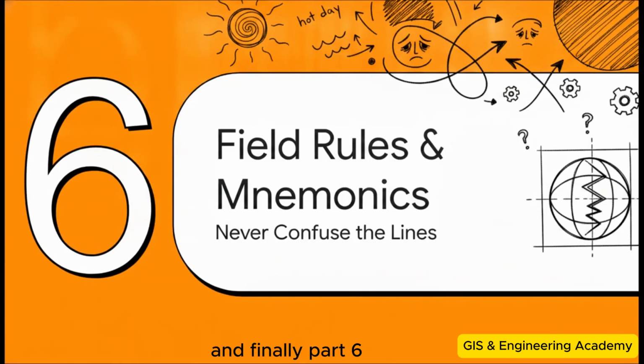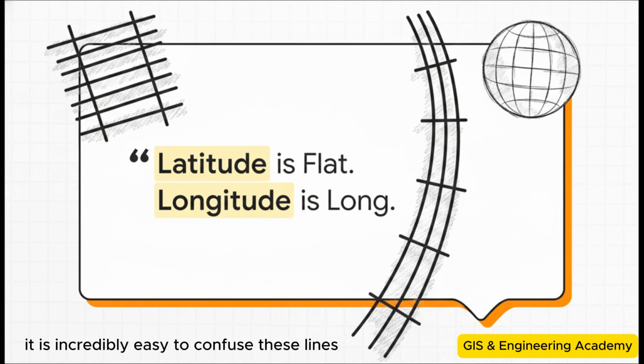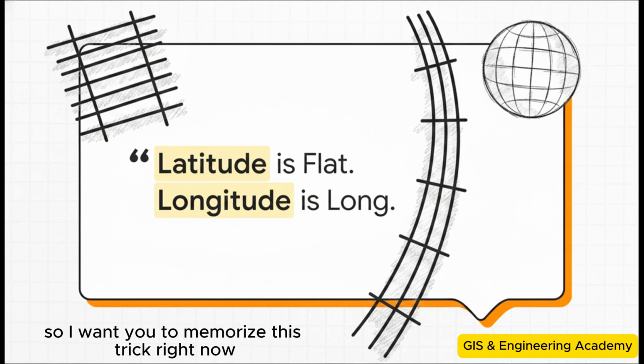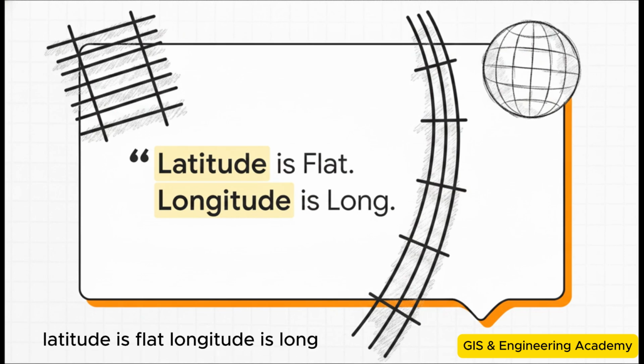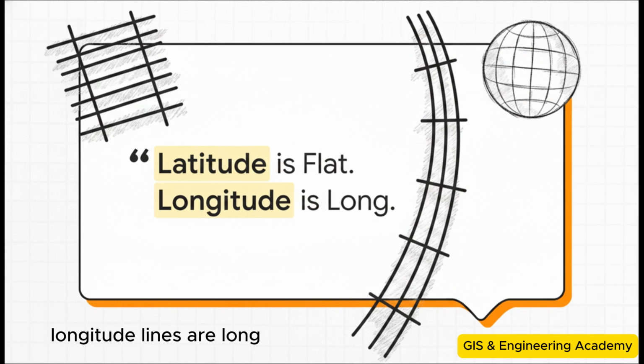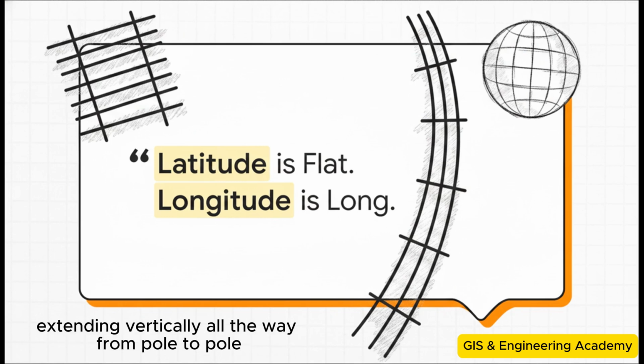And finally, Part 6, Field Rules and Mnemonics, or How to Never Confuse the Lines. Look, as beginners, it is incredibly easy to confuse these lines, especially when you're 12 hours into a shift on a hot day, and mixing them up can result in some extremely costly engineering errors. So I want you to memorize this trick right now. It's simple, but it works every single time. Latitude is flat, longitude is long. Say it to yourself. Latitude lines are flat horizontals, like the rungs of a ladder. Longitude lines are long, extending vertically all the way from pole to pole.